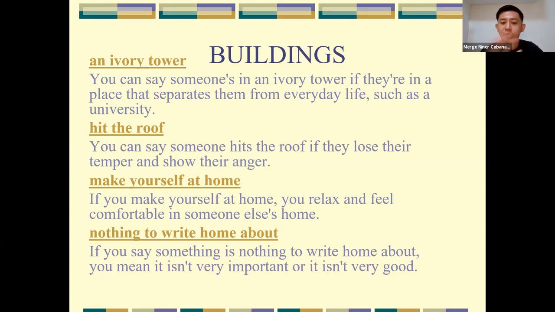It means that you need to feel relaxed and feel comfortable. Well, make yourself at home is an expression that I could suggest that you can use in the speaking test. Okay? You can use it. This is a formal idiomatic expression. Nothing to write home about means it's not very important or it's not very good.